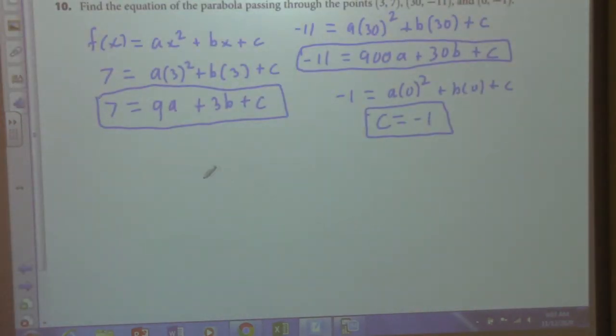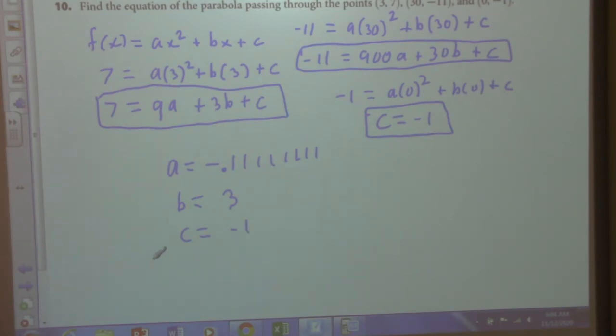Okay, so I plugged in the calculator and I got negative 0.1 repeating for a. So a equals negative 0.1 with a line on top of it for repeating. B is equal to positive 3. C is equal to negative 1. So what is our equation going to be?